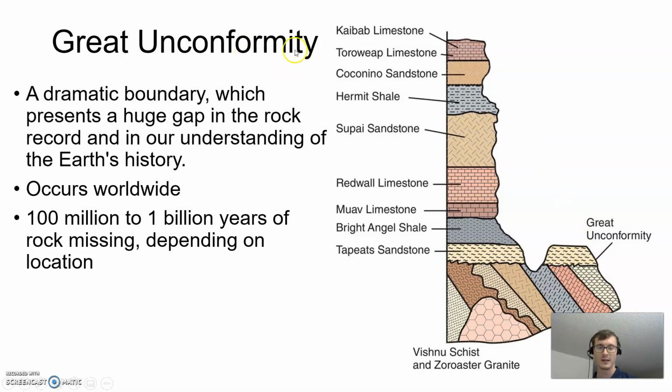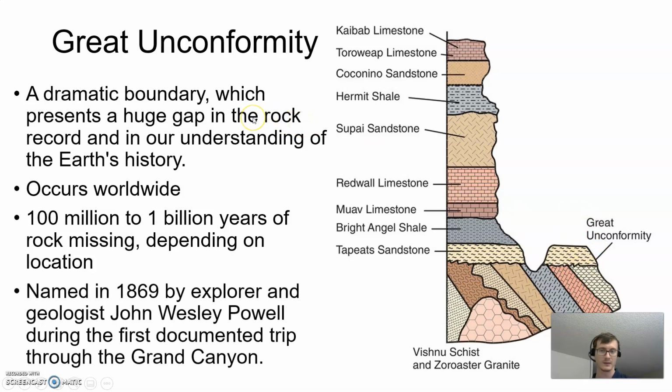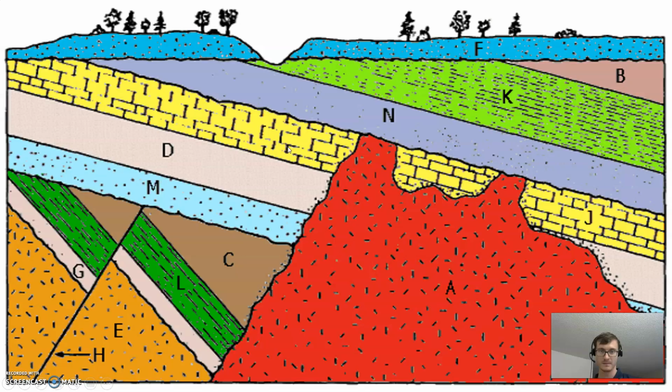And this is something which is not just present in the Grand Canyon, but is present all over the world. There's sometimes a tremendous amount of time missing here. If you were going to tell the story of what happened in the canyon based on these rocks, you would need to account for the fact that there could be anywhere from 100 million to a billion years worth missing here. So the history, this was named in 1869 from John Wesley Powell during his documented trip through the Grand Canyon.